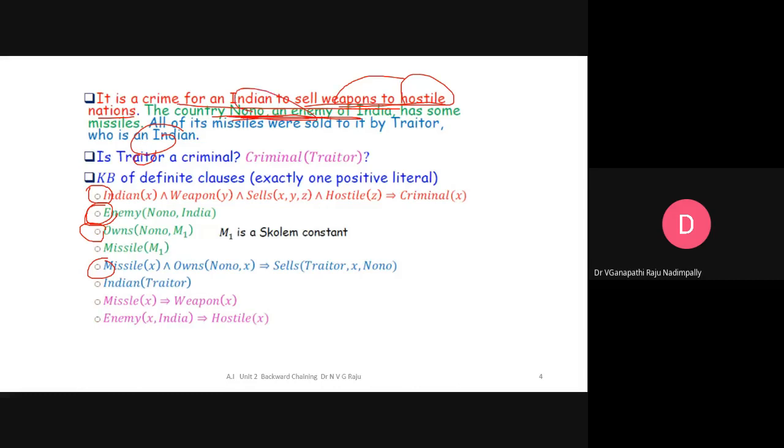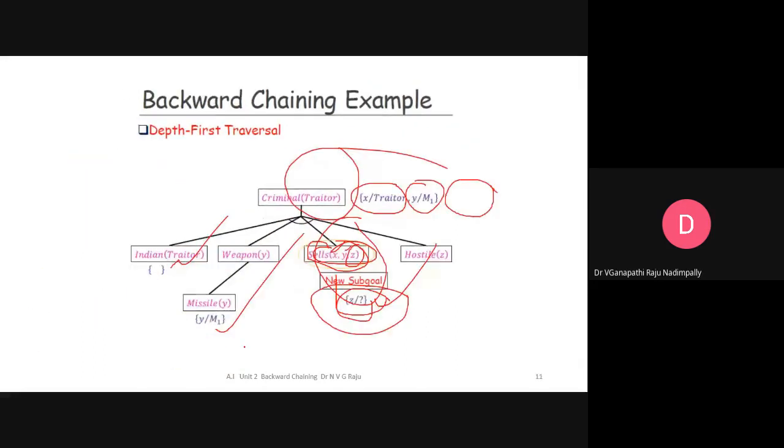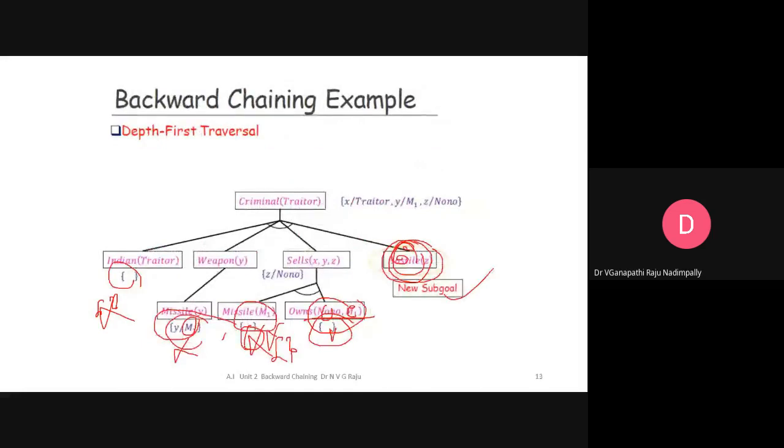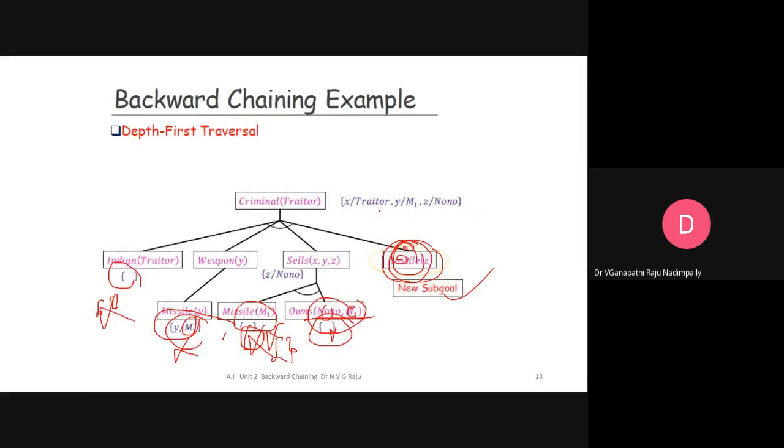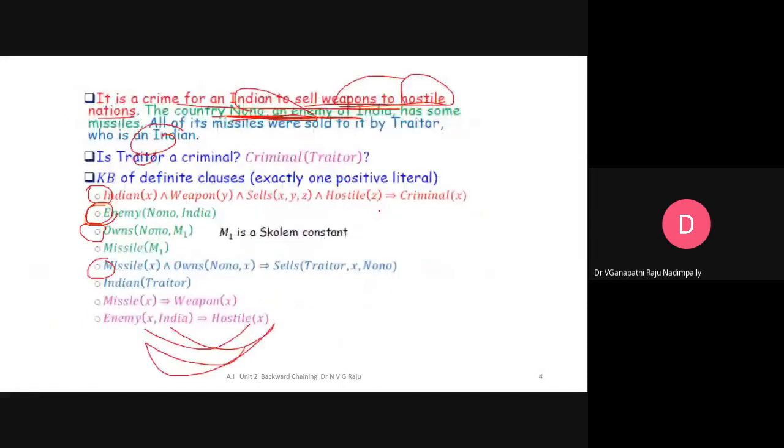Is it okay? Now, can I infer enemy of India is hostile of X? Can I infer? Please respond. Now, in my new sub goal, wherever hostile of X, can I replace it with enemy of X of India? Can I do this? Wherever hostile of X, can I replace enemy of X of India? Yes or no?